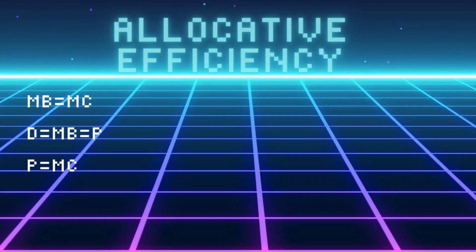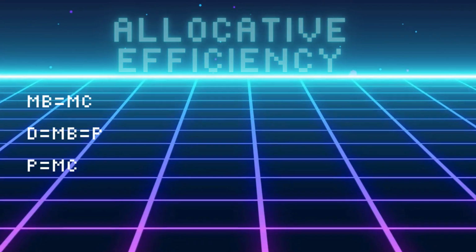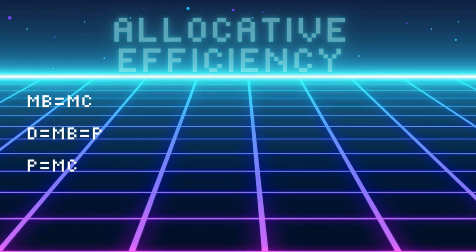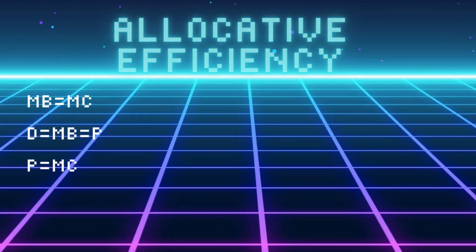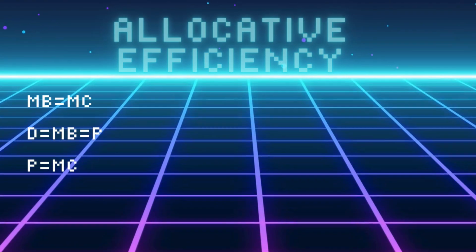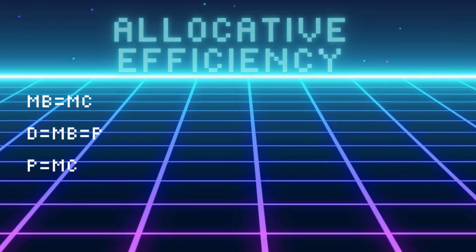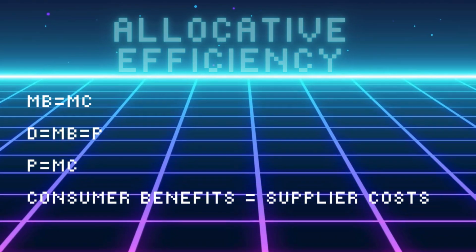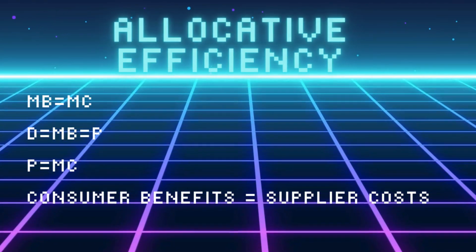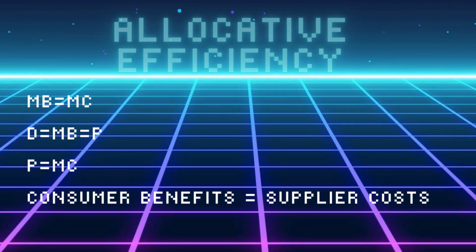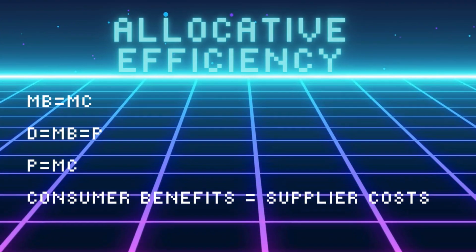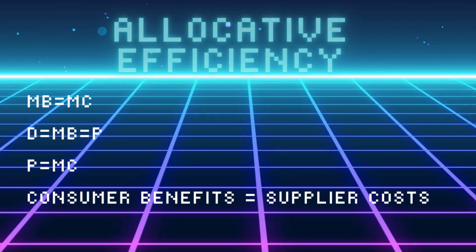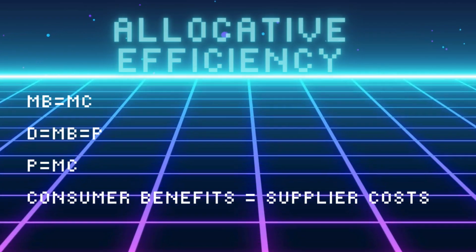Marginal cost measures the value of the resources used to produce the additional unit of the product. When the price the consumer pays for the additional unit is equal to the cost the producer pays to make that additional unit, there is an equality between the benefits of the consumer and the costs of the supplier. This means there is no waste and each party is getting exactly what they want. This is allocative efficiency.